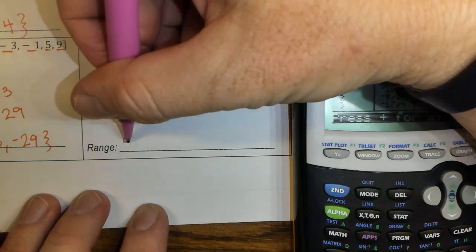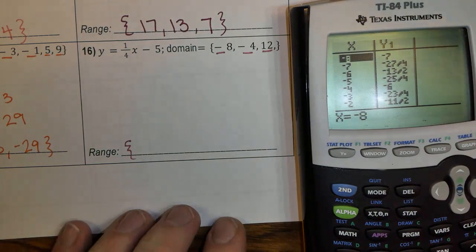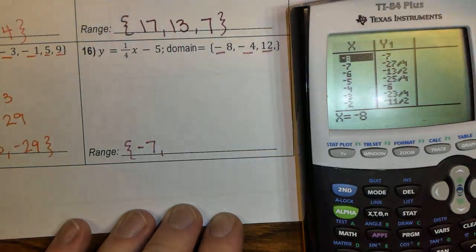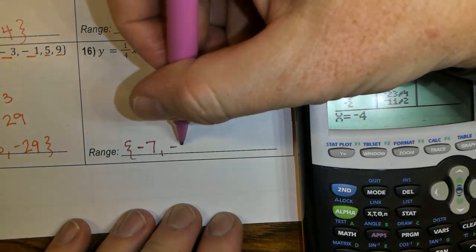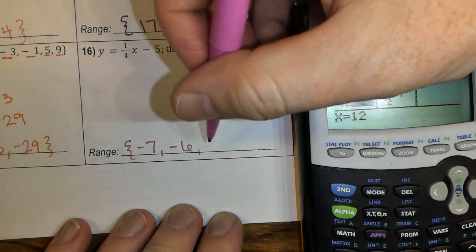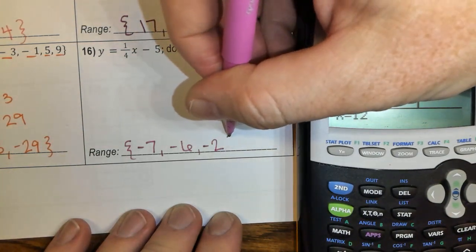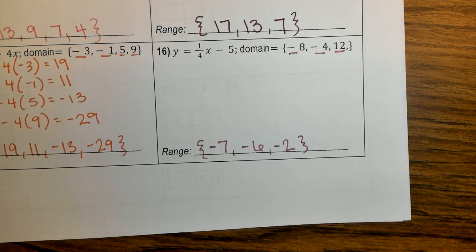And so I have my fancy bracket, and I'm going to start with negative 8. Negative 7. Negative 4 is negative 6. And 12. I'm going to go way down. Negative 2. And we're done. And that is it for this page, so that is it for this video.